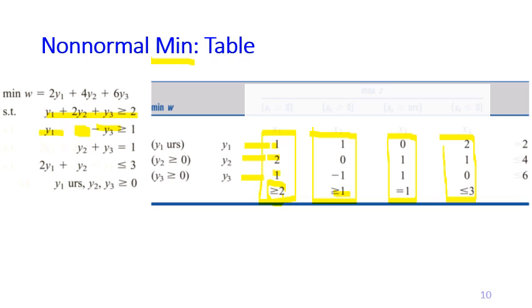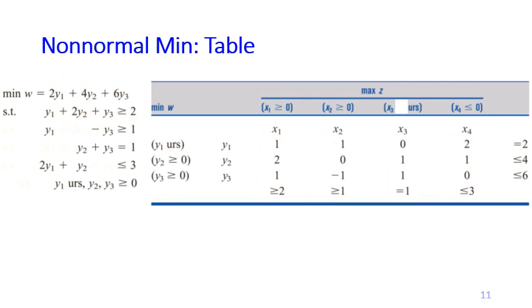Sign restrictions are straightforward. You just write them down there. And then for the objective function, 2, 4, and 6, you put it here, 2, 4, and 6. So those are all the information from the primal LP. Now let's find the dual.